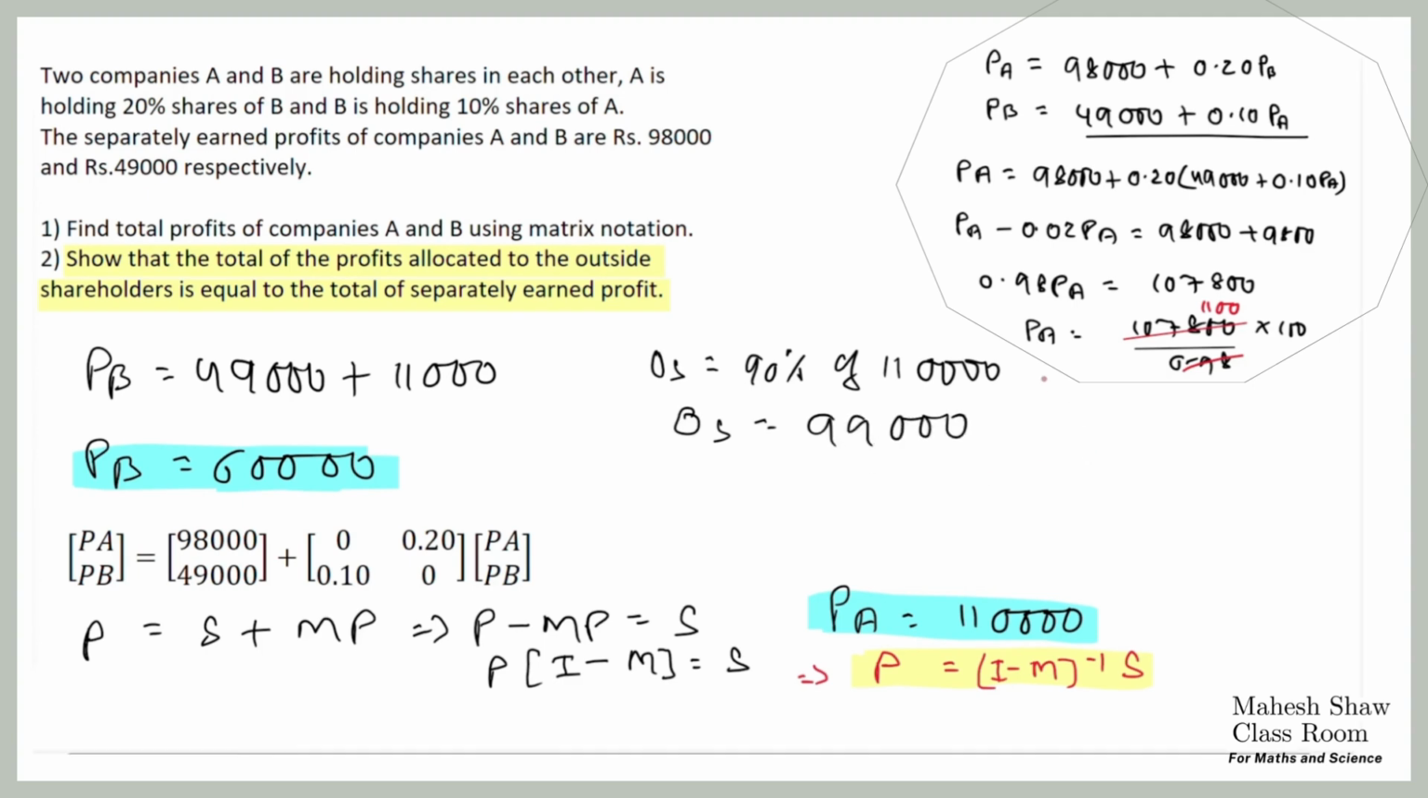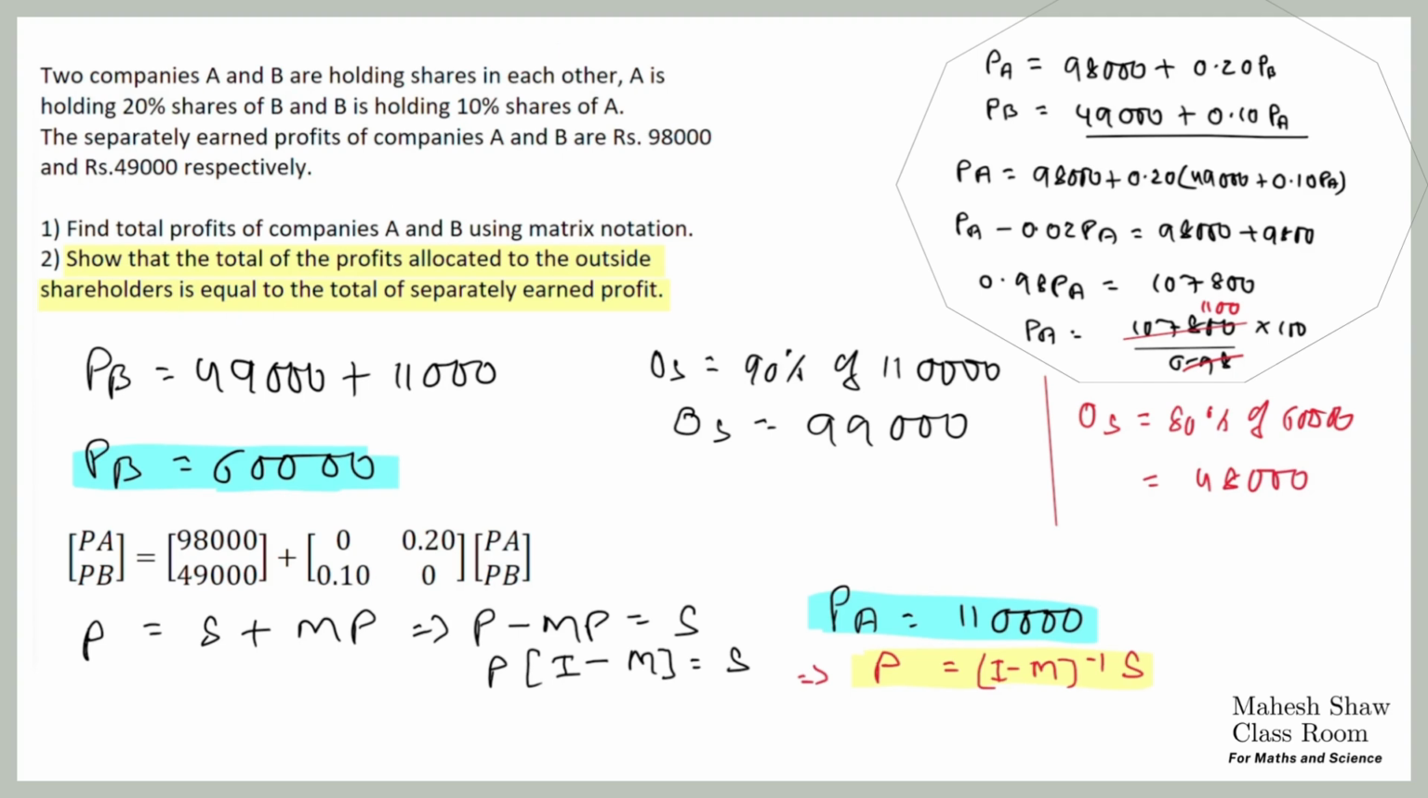Now for B, the outside shareholder share is 80%, that is 100 minus 20. So that is 80% of the earning by B, which is 60,000, and that comes out to 48,000. So the total profit allocated to outside will be the sum of these two, which is 1,47,000.